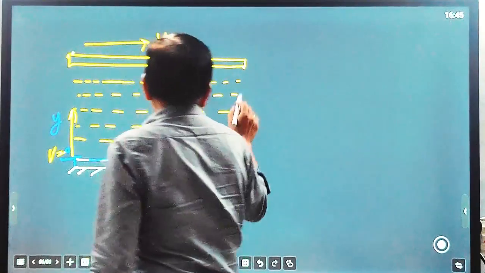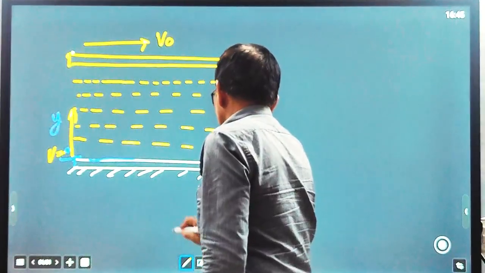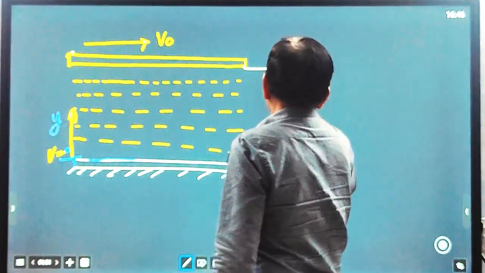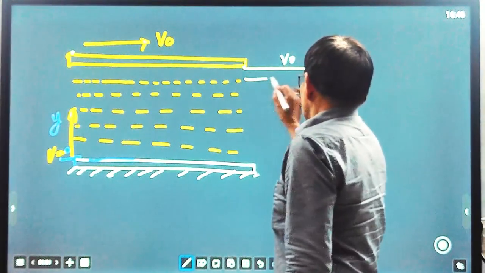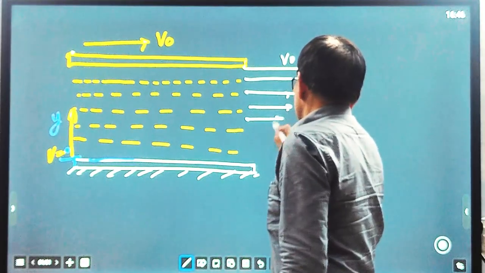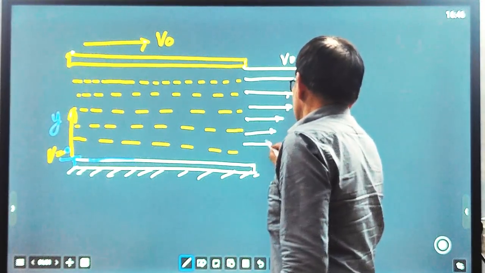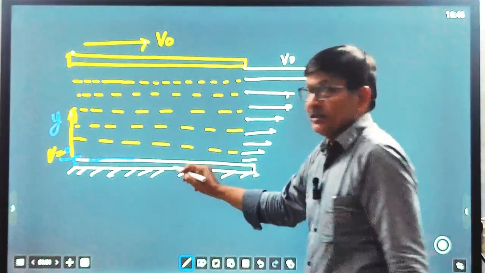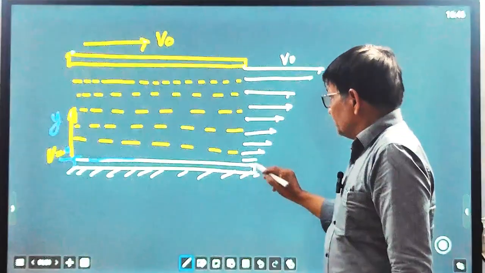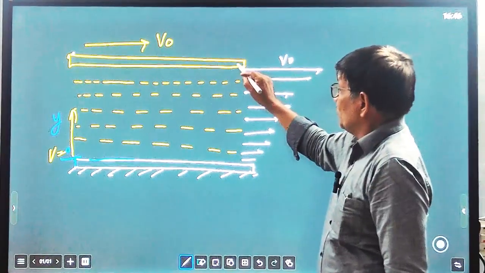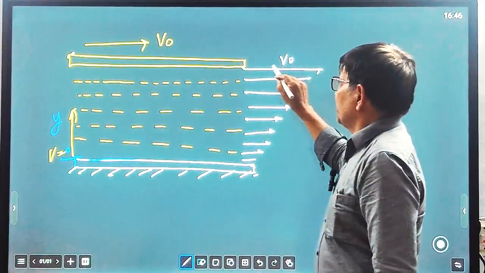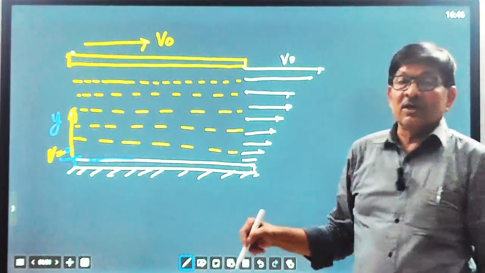So let us see how we can define the velocity distribution. Here velocity is maximum, that is v naught. As we go deeper and deeper, velocity will continuously decrease. This is the velocity distribution between two plates, one a fixed plate and another a moving plate. Moving upward, at the fixed plate velocity is zero, and the fluid in contact with the moving plate has velocity v naught. As we go down, velocity continuously decreases.